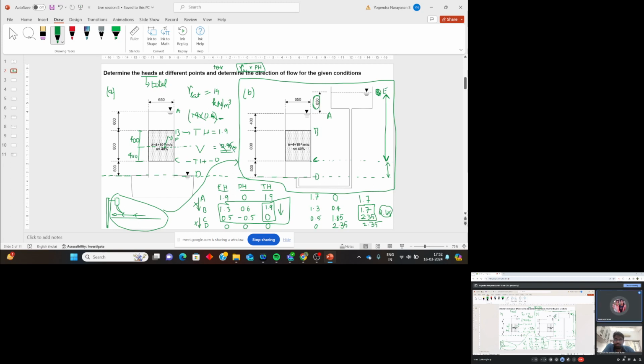Sir, at P, what is the pressure head? At this point. So what is the datum head here? It will be 0.9. 0.9, right? Now, what will be the pressure head here?